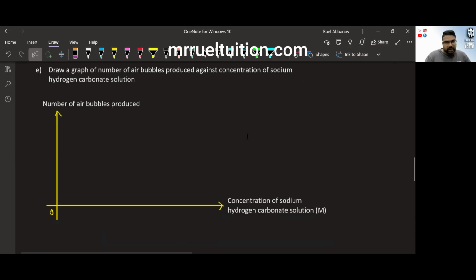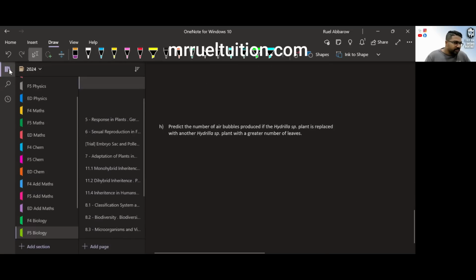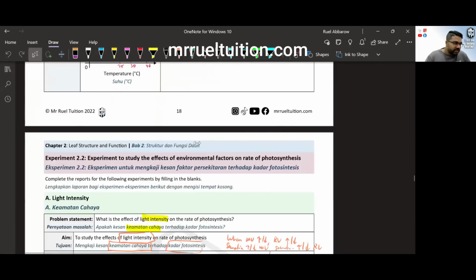So what type of graph do we expect here? Is it a straight line? Is it a curve? Don't forget, this is an experiment. Theoretically, we are looking at the rate of photosynthesis, which should be directly proportional to the number of air bubbles produced, and the concentration of sodium hydrogen carbonate solution, which should be directly proportional to the concentration of carbon dioxide. I can only say theoretically, because it varies from experiment to experiment. It depends on which portion of concentration that you're using.